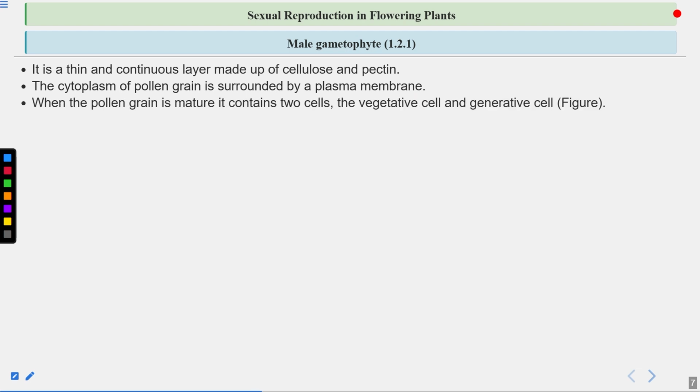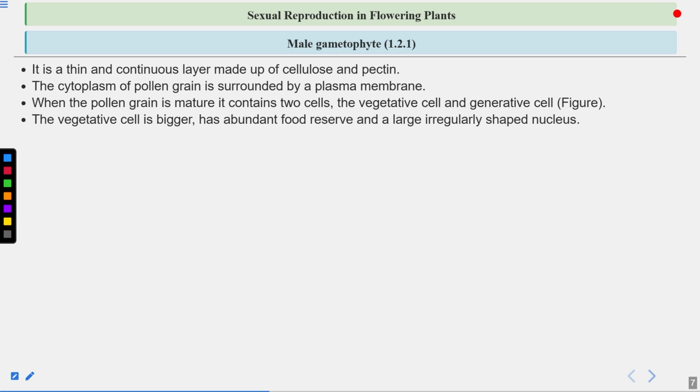When the pollen grain is mature, it contains two cells, the vegetative cell and the generative cell. So the mature pollen grain contains two cells. One is the vegetative cell and one is the generative cell. The vegetative cell is quite bigger, as we have seen in the figure. It has abundant food reserve and a large irregularly shaped nucleus.